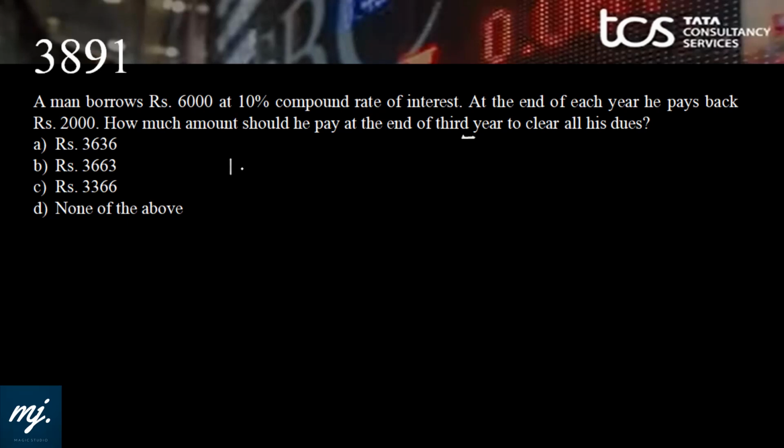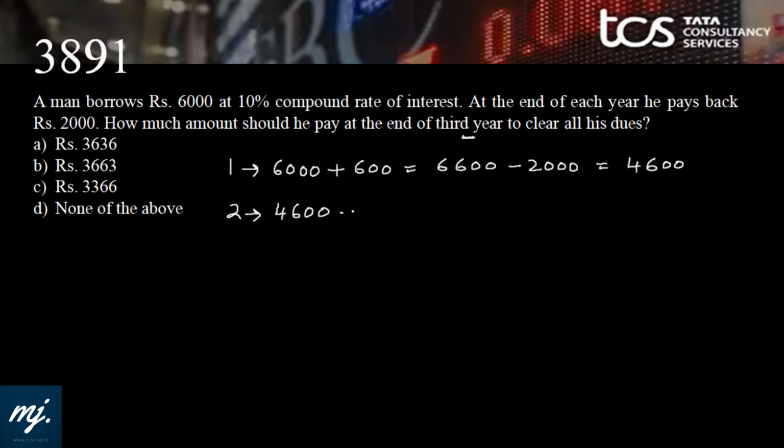So at the end of the first year, the due is actually 6,000 plus 10% of this, that is 600. So the due is 6,600, but he repaid 2,000. That means 4,600 becomes the principal for the second year. By the end of the second year, he is supposed to pay 4,600 plus 10% of this, that is 460. That becomes 5,060. But he has paid 2,000 only.